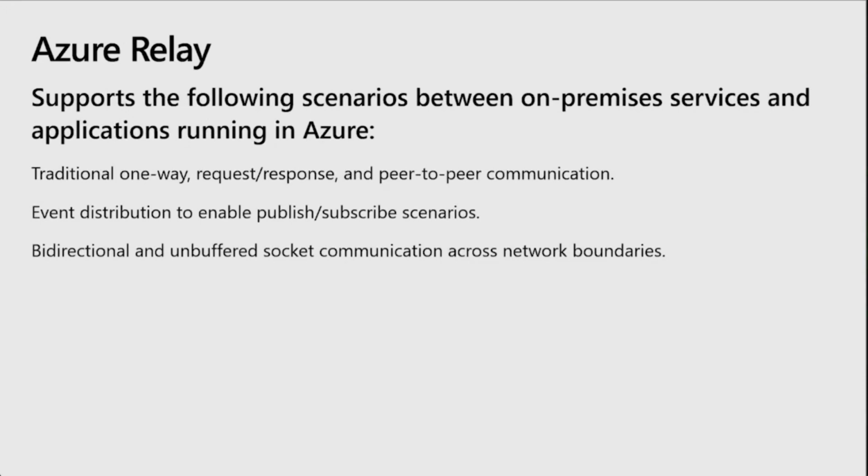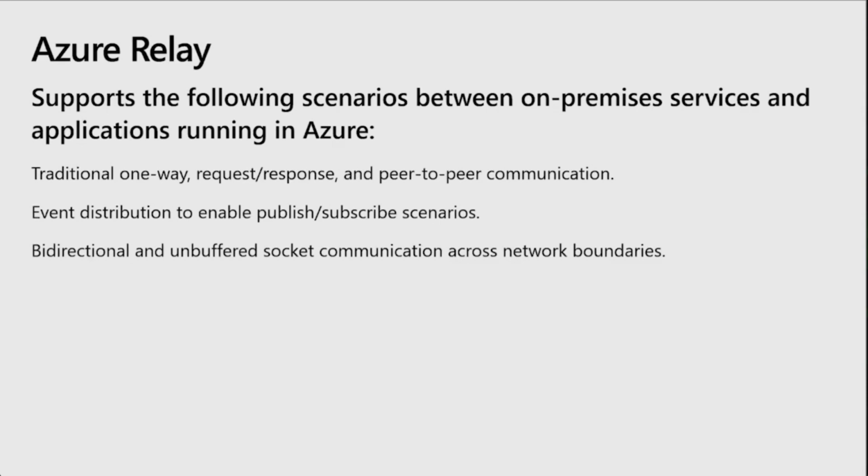Azure Relay supports the following scenarios between on-premises services and applications running in Azure. It supports the traditional one-way request response and peer-to-peer communication. It supports event distribution to enable publish and subscribe scenarios, and it supports bidirectional and unbuffered socket communication across network boundaries.